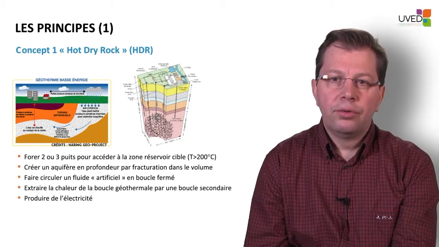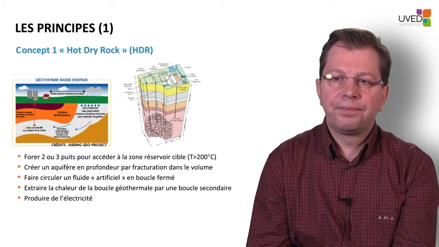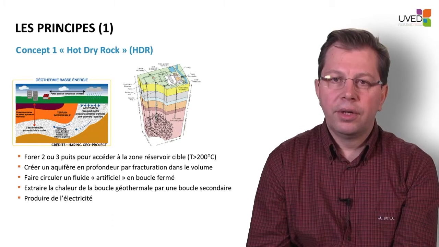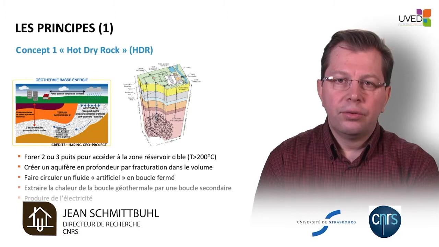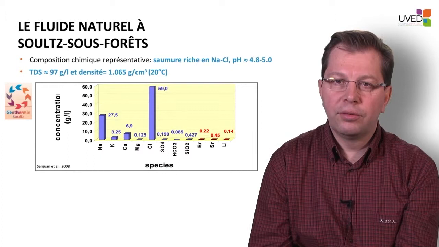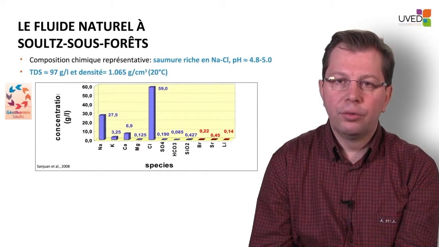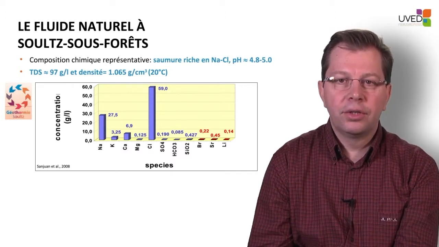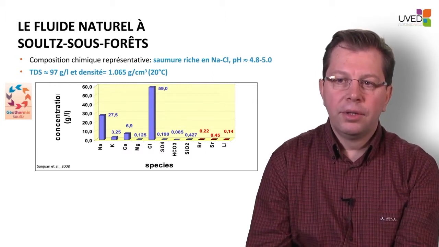But following the Soultz-Sous-Forêts experience, we observed that there was a natural fluid circulating. There was a porous space with a natural fluid circulating. And in the Soultz-Sous-Forêts experience, it appeared singularly that this fluid was salty. It was like an underground ocean. And actually, the fluid was even three times saltier than ocean water. And the idea was that the environment was not dry at all. So that was the first evolution.